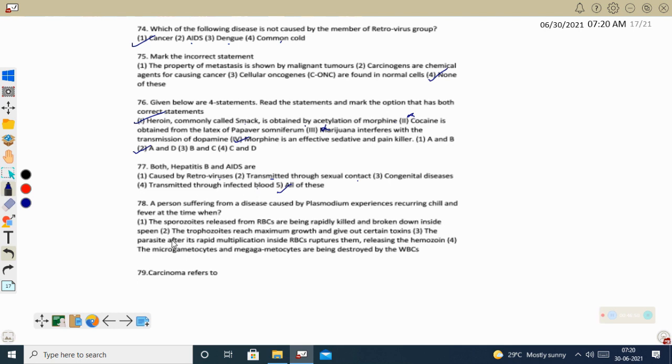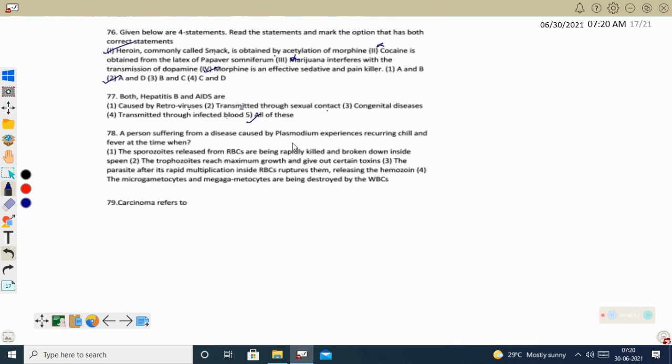Next question. A person suffering from a disease caused by Plasmodium experiences recurring chill and fever at the time when hemozoin is released. So we will see the options. The sporozoites released from RBC are being rapidly killed and broken down inside the spleen. No. The trophozoites reach maximum growth and give out certain toxins. No. The parasite after its rapid multiplication inside RBC ruptures them, releasing the hemozoin. This is the correct option. The third option is correct here. Okay. Next one, carcinoma refers to.